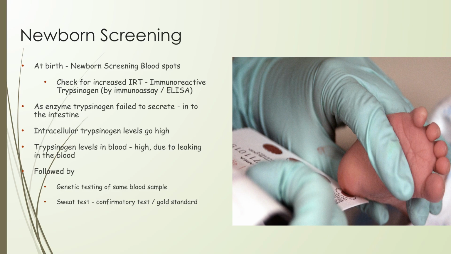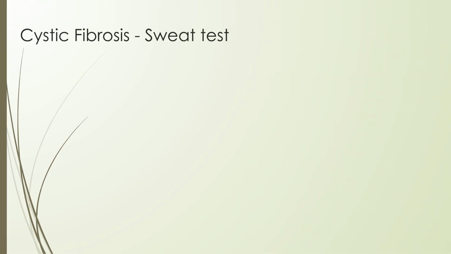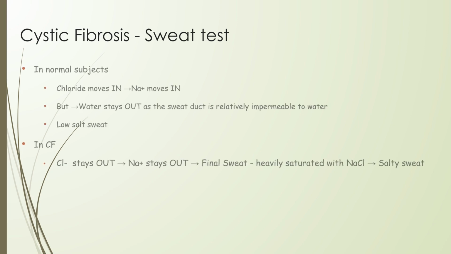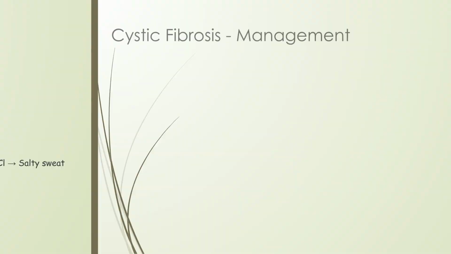This is followed by genetic testing of the same blood sample and the sweat test as the gold standard for confirmation. The sweat test is crucial for diagnosis. In normal subjects, chloride and sodium move into the sweat duct, resulting in low salt sweat. In cystic fibrosis, however, chloride and sodium stay out, leading to salty sweat.